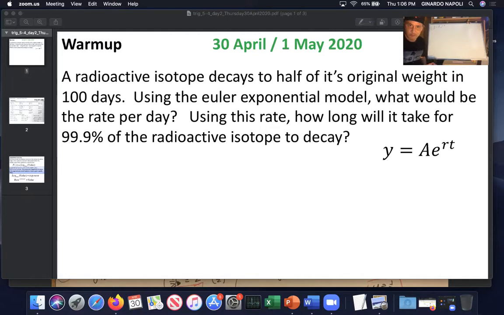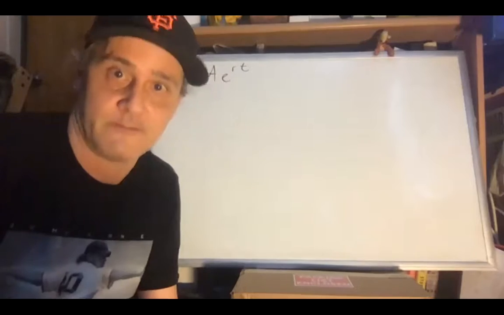And so what we want to do in this first problem is figure out what the rate per day is. What's this R going to be if we have half as much in 100 days? And then in the second problem, we're going to use that rate to determine how much time we have to wait for this isotope to decay to the point where it's not as toxic as it used to be. It's the thing with nuclear waste. What do you do with it? Where do you put it? How long do you have to wait?